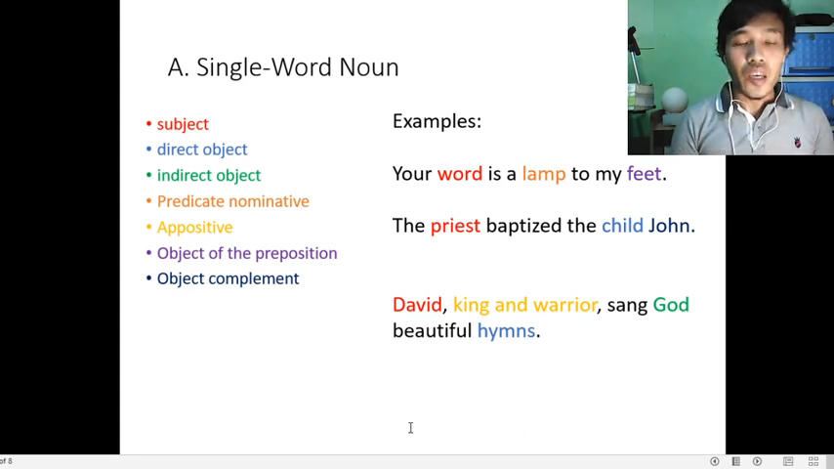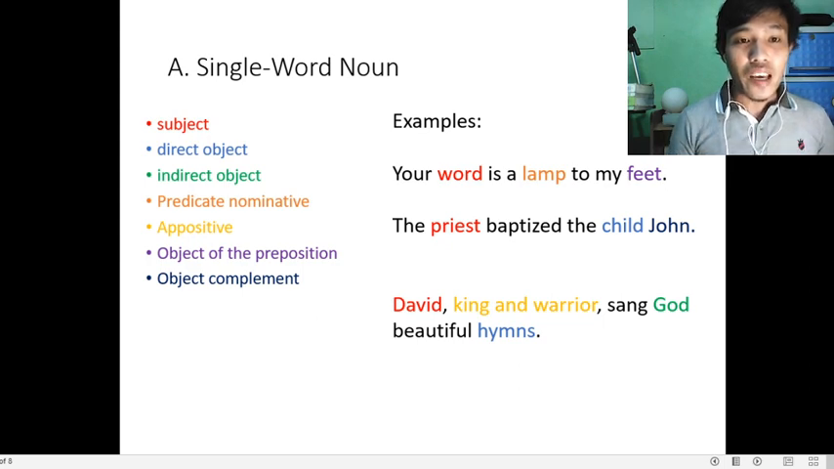direct object. If we talk about the direct object, it receives the action and answers who or what after the verb. Now look at example sentence number 2. The priest baptized the child John. Again, the direct object receives the action and answers who or what after the verb. So, what is our direct object in sentence number 2? Very good, it's child. Okay, moving on.